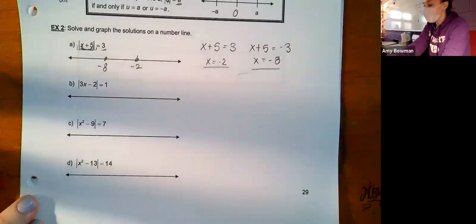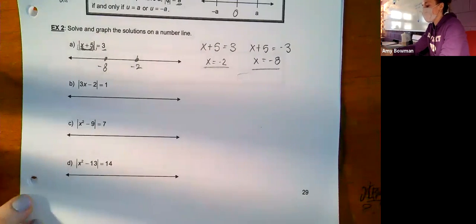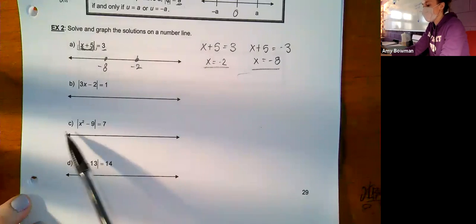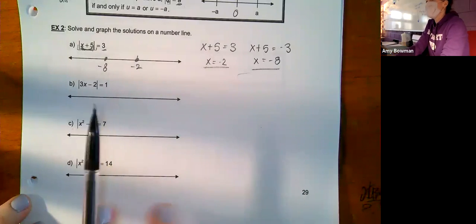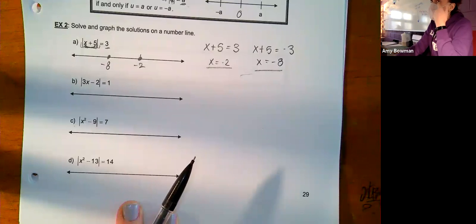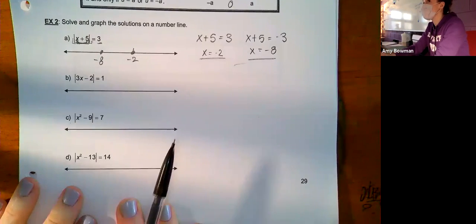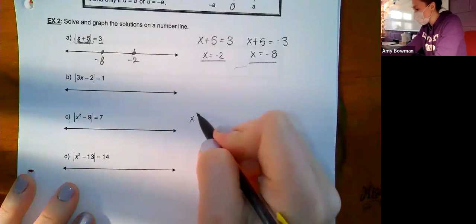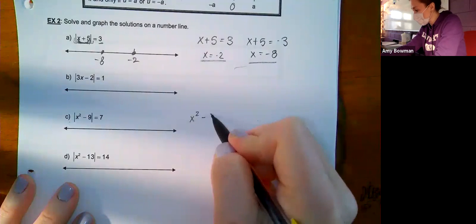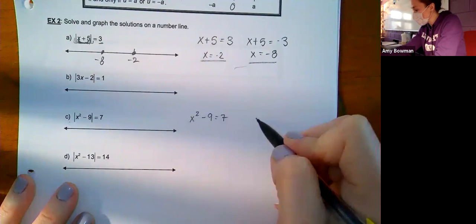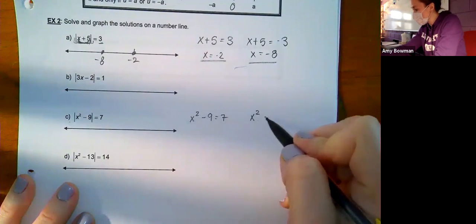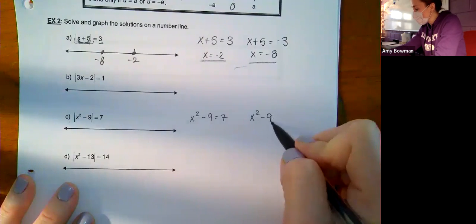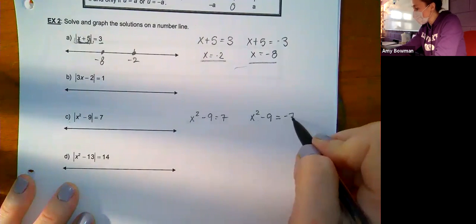Okay, all right, so the next one, 3x minus 2 equals, actually, let's skip that one. Let's go down to C. The absolute value of x squared minus 9 equals 7. So that means x squared minus 9 itself equals what? 7 or negative 7. So set up your two equations first. x squared minus 9 equals 7, or x squared minus 9 equals negative 7.